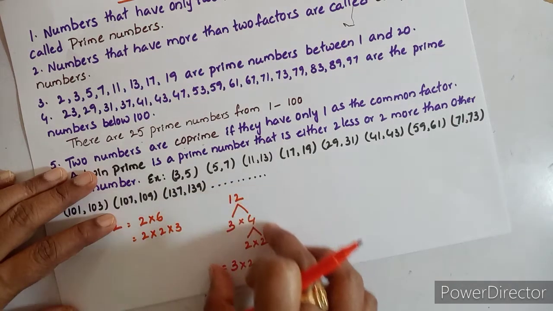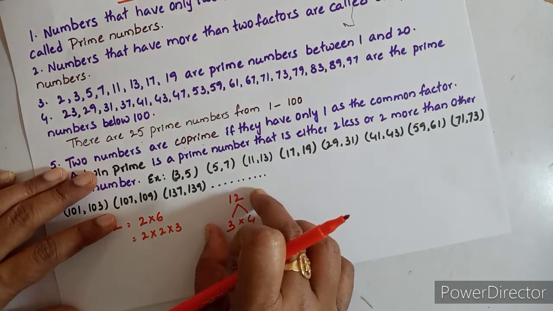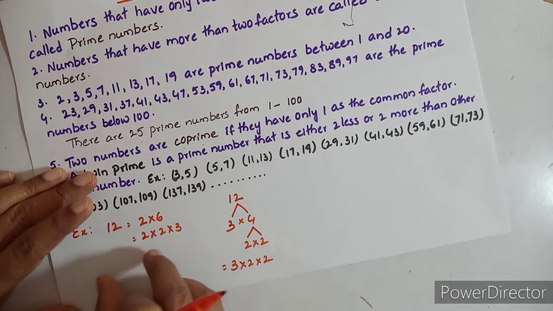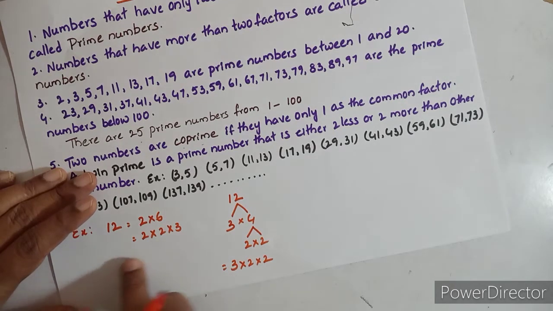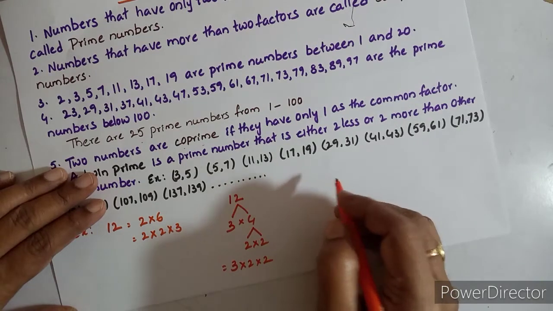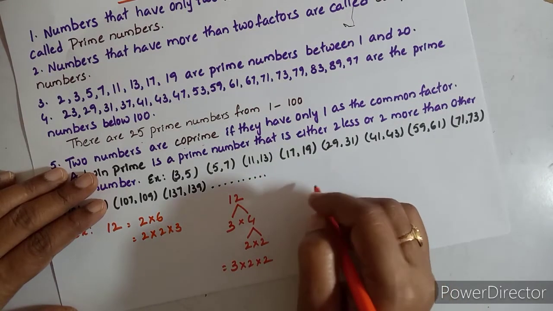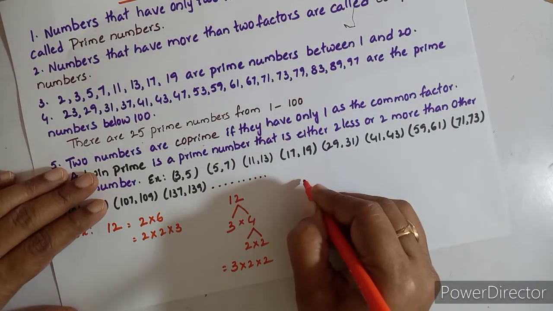So this is an interesting method which you can follow as the factor tree method, or you can write it as the general method. So this is how you can write the number as the product of the prime numbers. I would like to go with one more example.